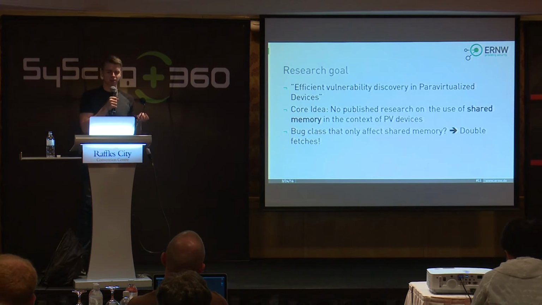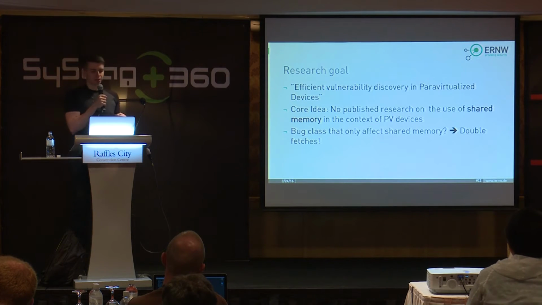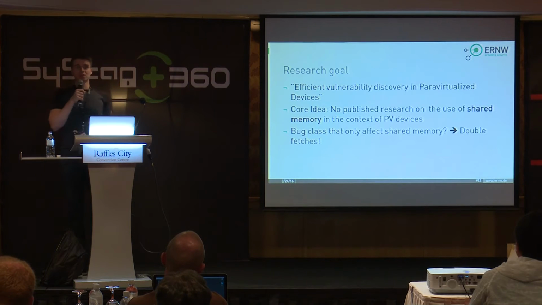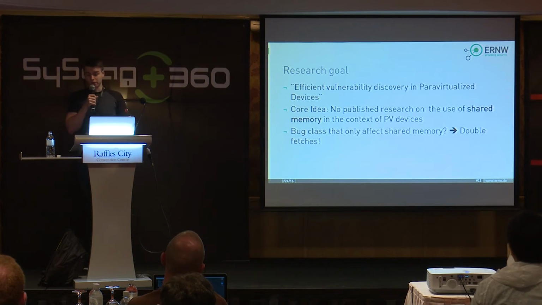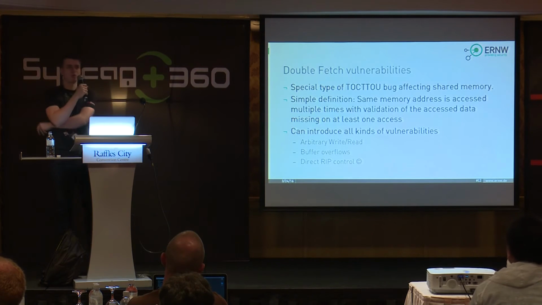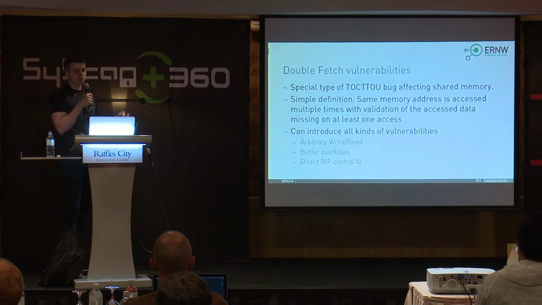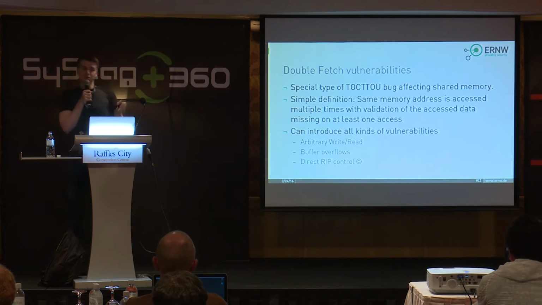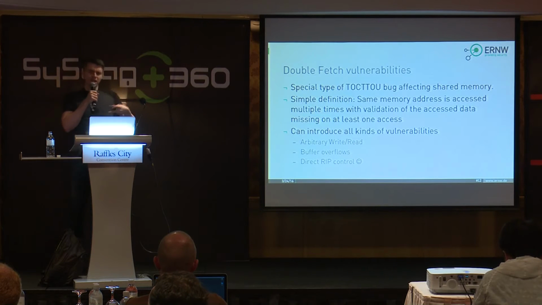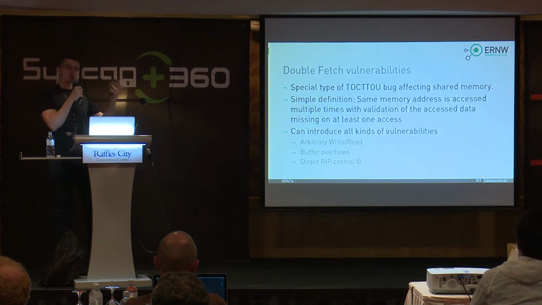And the core idea is basically that there was no research published that talks about the use of shared memory in paravirtualized devices, which is interesting because there's a certain bug class that only affects shared memory interfaces, and that bug class is called the double fetch vulnerability. So what is a double fetch vulnerability? It's a special type of time of check to time of use bug that affects shared memory. To define it really simply, you have a privileged process, and that privileged process fetches two times or multiple times from the same memory address, and it performs some kind of validation, but that validation is missed once.